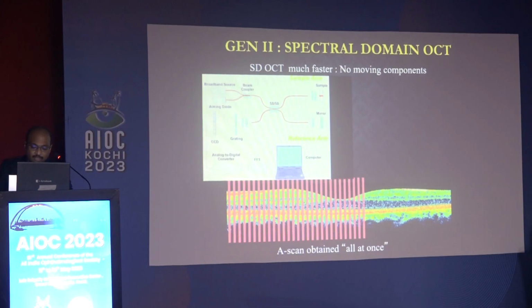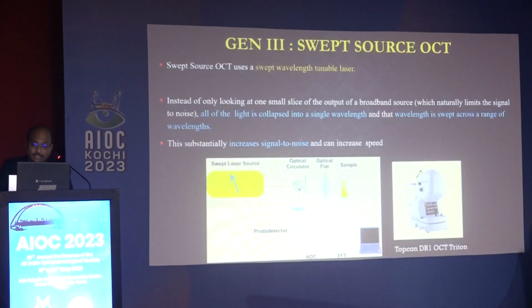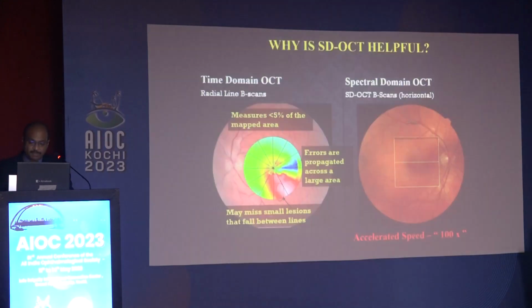And from there, in the last few years, we have moved on to swept source OCT, where basically you have a swept wavelength tunable laser. Instead of only looking at one small slice of the output of a broadband source, which naturally limits the signal to noise ratio, all of the light is now collapsed into a single wavelength, and that wavelength is swept across a range of different wavelengths. This therefore increases the signal to noise ratio and can boost up the speed.